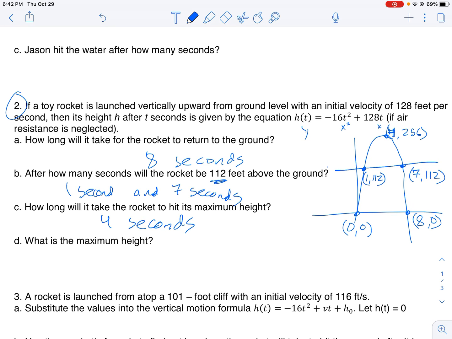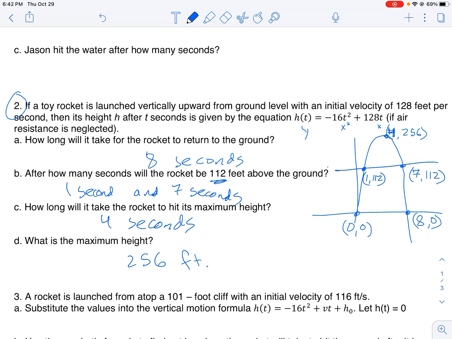And then it asks, what's the maximum height? That's the maximum height there, the 256. And you should probably put a unit on this. This is in feet. And so we're going to put this as feet. And ta-da! That's how you do most of the problems.